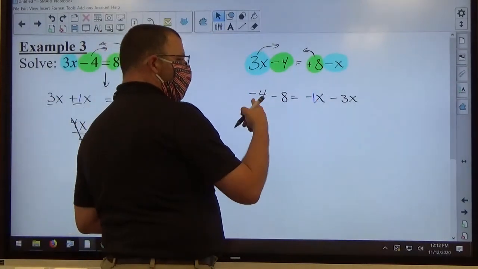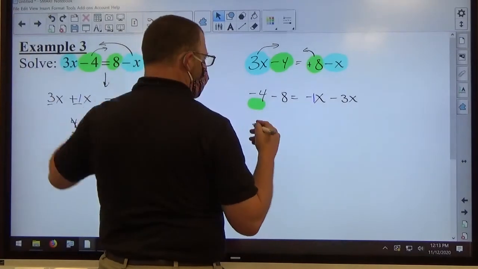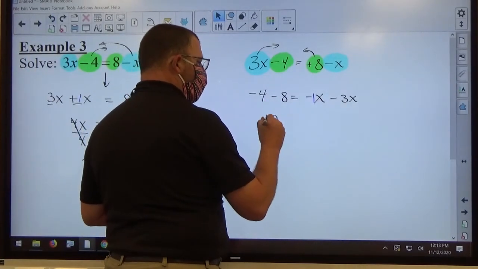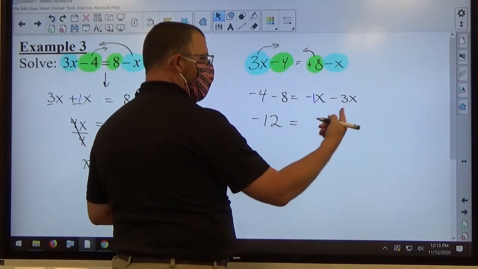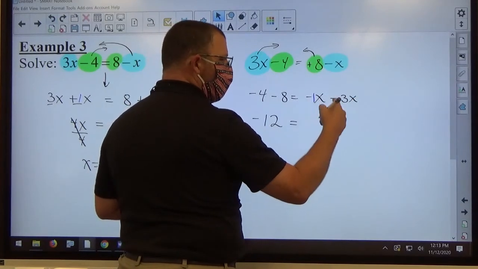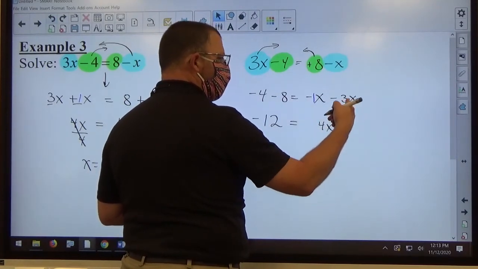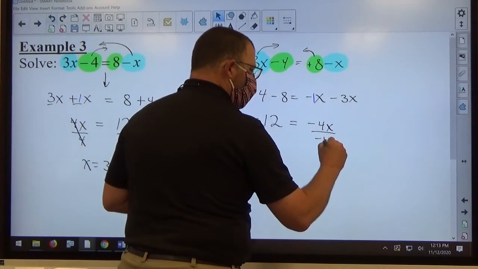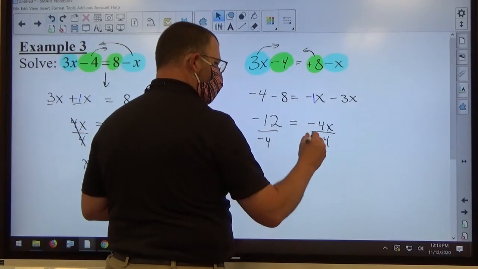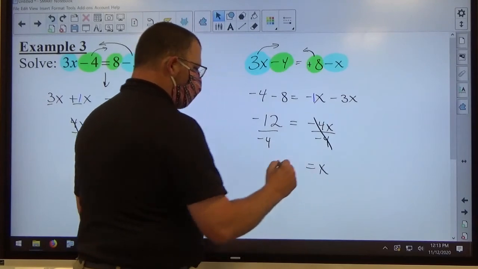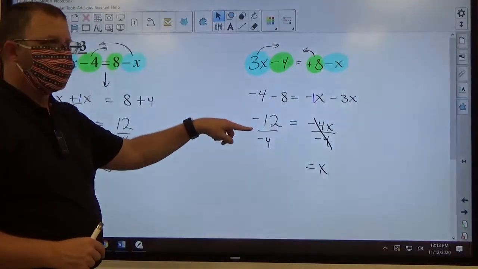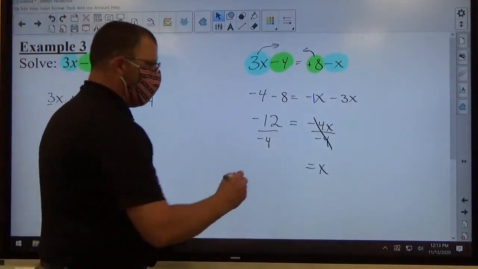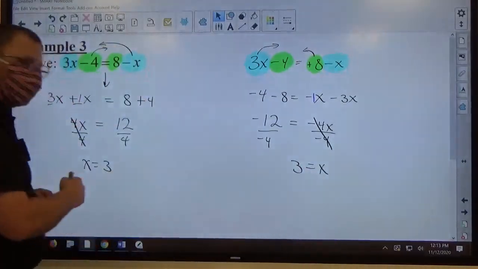On the left-hand side, these signs are the same, negative 4 and negative 8, so I'm going to add to get 12. 8's bigger, so it's negative. Right-hand side, the signs are the same. 1 plus 3 is 4x, and then 3 is bigger, so it's negative. Divide by negative 4 on both sides. X equals, and notice 12 divided by 4 still equals 3, and 2 negatives makes a positive. We get the same result whichever way we go.